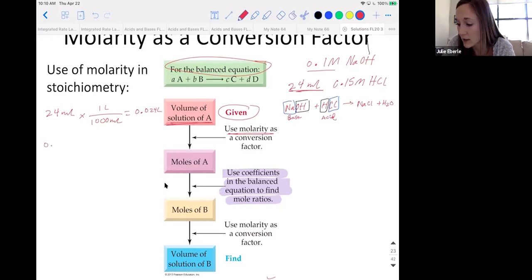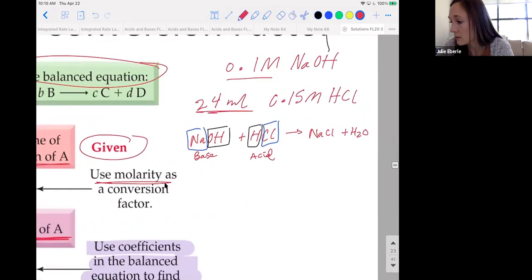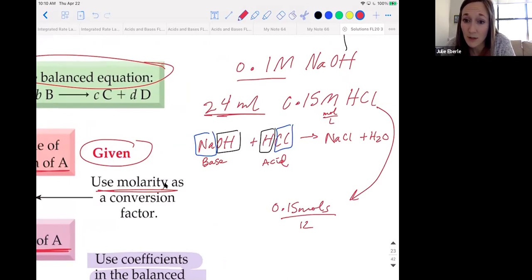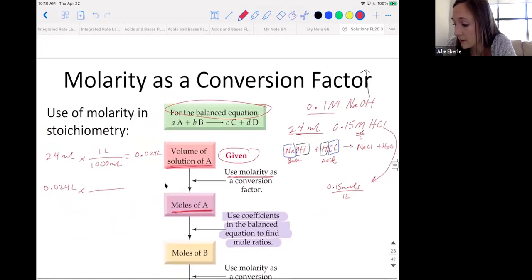So I have 0.024 liters, and I want to convert to moles of the same substance I started talking about, which is HCl. So we know, if I zoom in on molarity, we know units of molarity are moles per liter, right? That's what molarity is, moles per liter. So you could easily rewrite this as 0.15 moles per 1 liter. I always encourage you to do that because it'll help you see how you need to write it. Over here, when I convert, I'm going to put 1 liter on bottom and 0.15 moles on top.